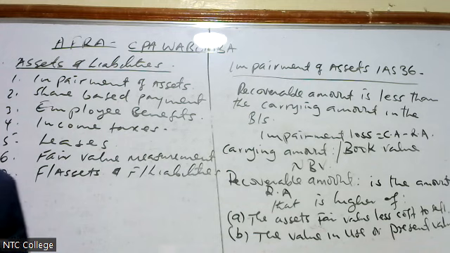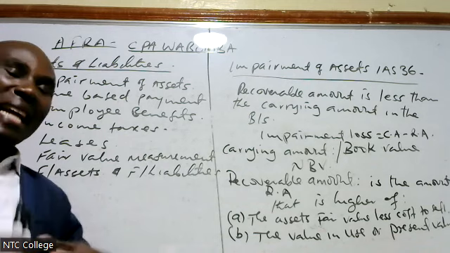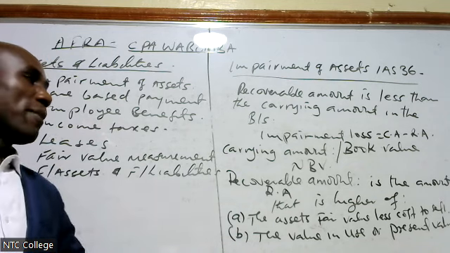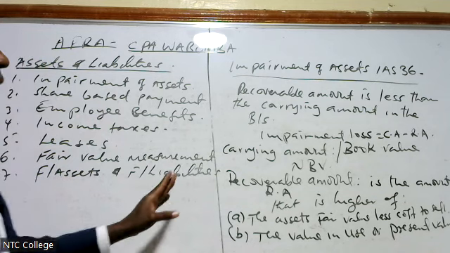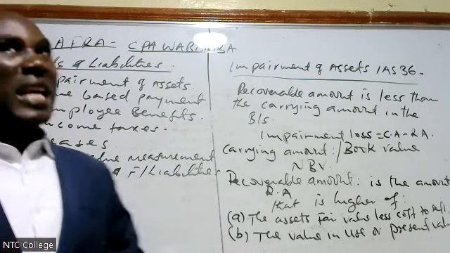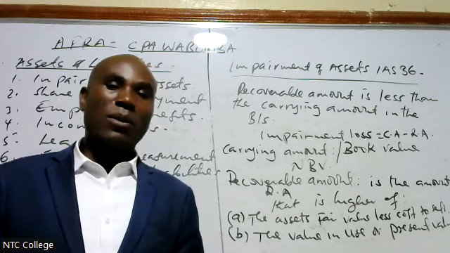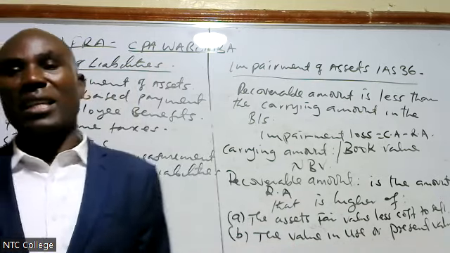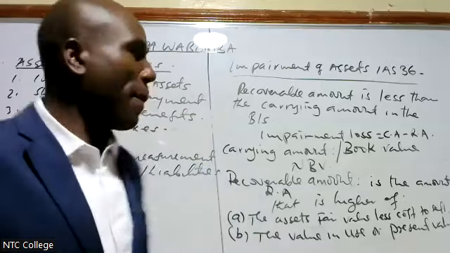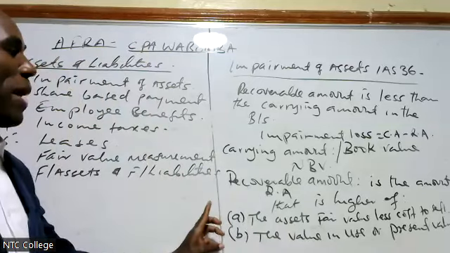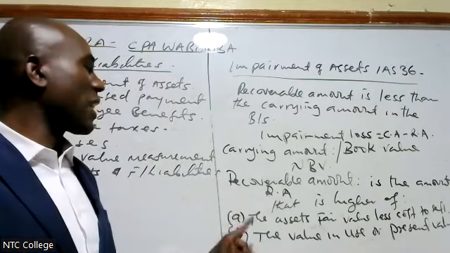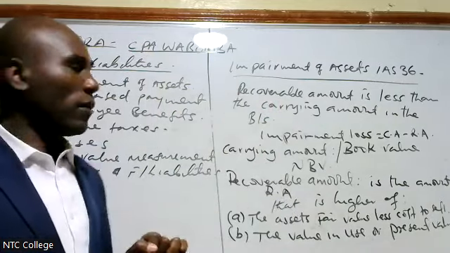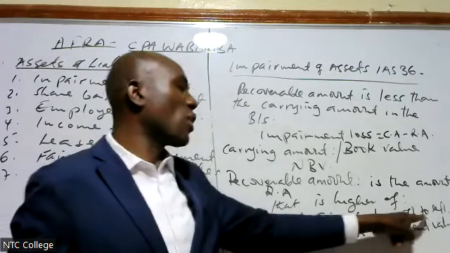That is the definition of recoverable amount. Remember, in layman's language, I'm saying the amount that you can receive on sale of an asset, for example. But according to the standard, it is not only the sale of the asset that you can get the recoverable amount. Sometimes you can use what we call the present value. You discount the cash flows from the asset, then you get the recoverable amount. Therefore, the recoverable amount is the amount that is higher of Number A, the asset's fair value less cost to sell.